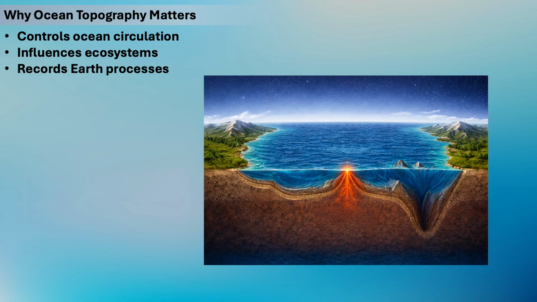Ocean topography matters because the shape of the seafloor directly affects how the ocean functions. The height and depth of the seafloor influence the movement of deep ocean currents by steering or blocking water flow. These currents in turn play a role in distributing heat, nutrients, and oxygen throughout the global ocean. Topography also influences marine ecosystems. Different depths and slopes create distinct habitats, from shallow continental shelves to deep abyssal plains and trenches.